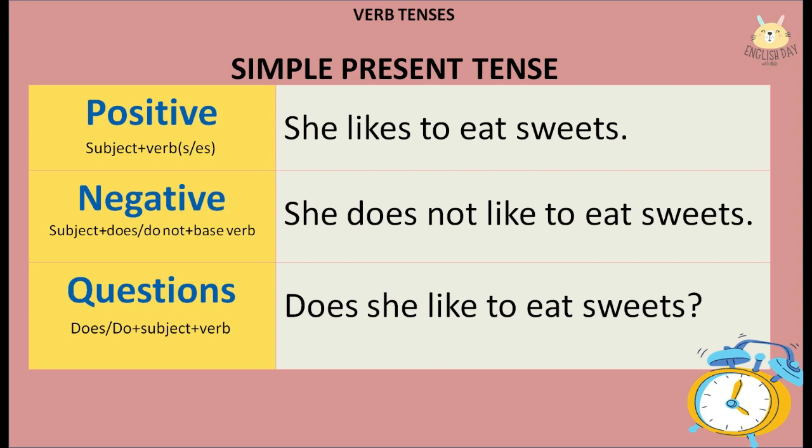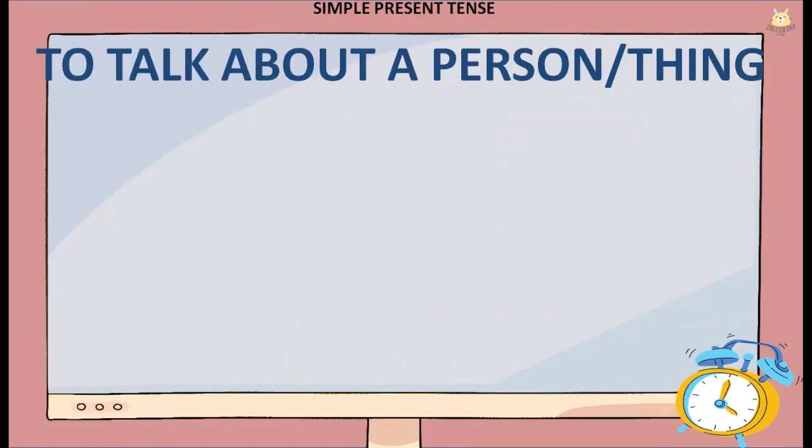Now that we know how to form the simple present, let's proceed to its uses. The first use of the simple present is to talk about people or things with the verb to be. Let's have some examples.